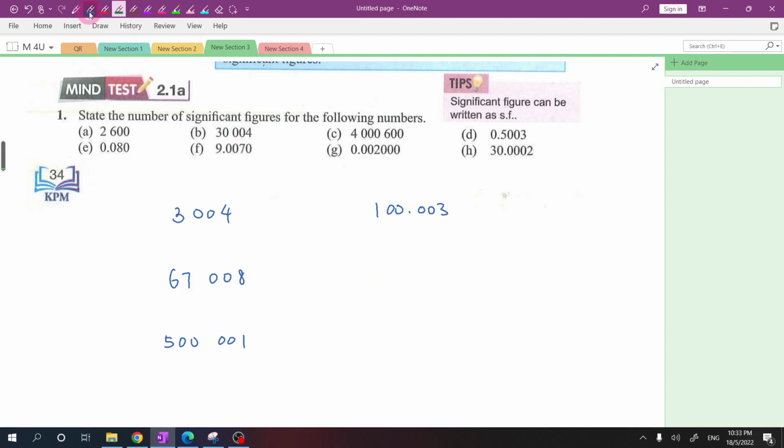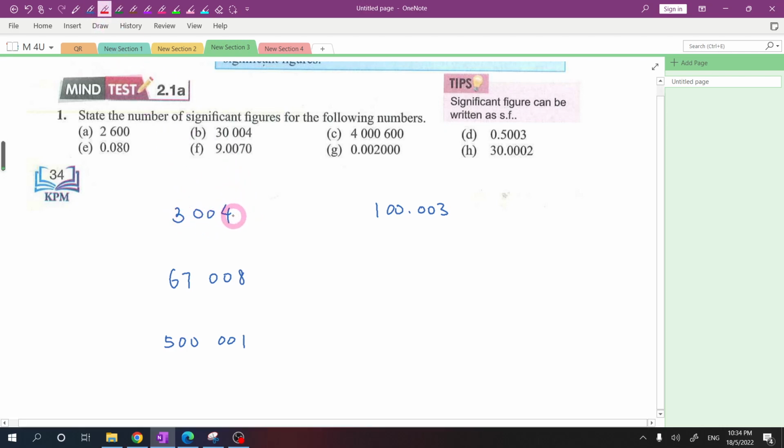Let's look at another situation. The 0 lies between 2 non-zero digits. They are significant figures. You will notice that these 2 zeros lie between 3 and 4. 3 and 4 are not 0. They are non-zero digits, right? So these 2 zeros are considered significant figures.